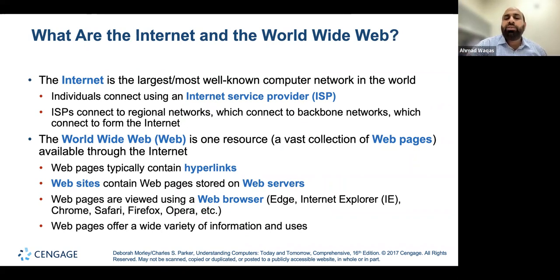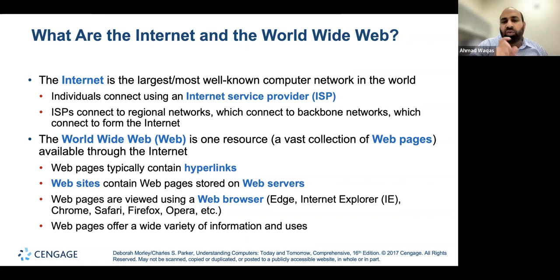Individuals connect using an internet service provider, or in short, ISP. For example, if I am a user, I will connect to the internet using an internet service provider. If I'm using T-Mobile, T-Mobile is my internet service provider, right? Or if I am connecting using a Wi-Fi provider, that is my service provider. Those service providers are then connected with the backbone regional networks, and those regional networks are connected to the backbone network, which connects to the internet. That whole hierarchy becomes the internet.